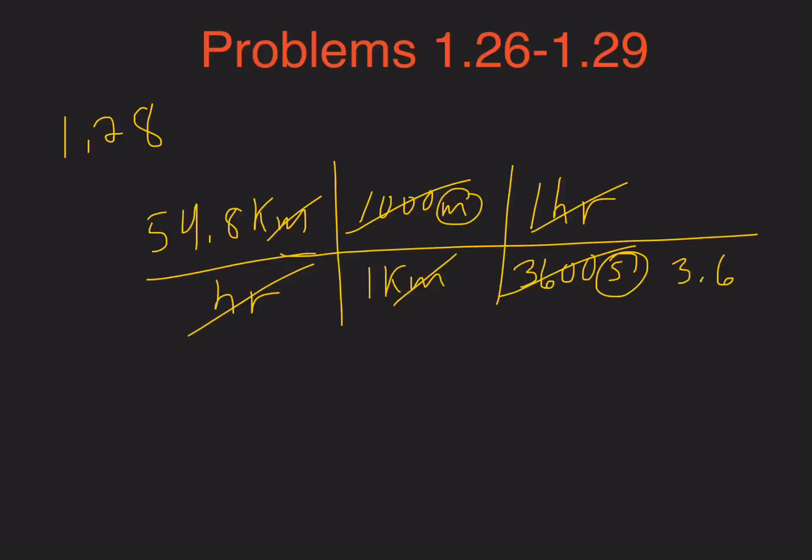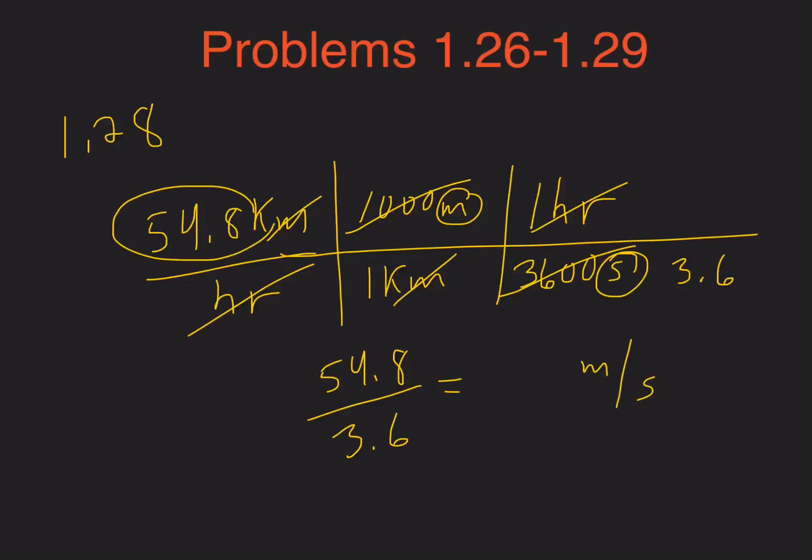And so I'm going to take 54.8 divided by 3.6, and that's going to give me some answer in meters per second. So we're going to still need 3 sig figs from this thing right here.